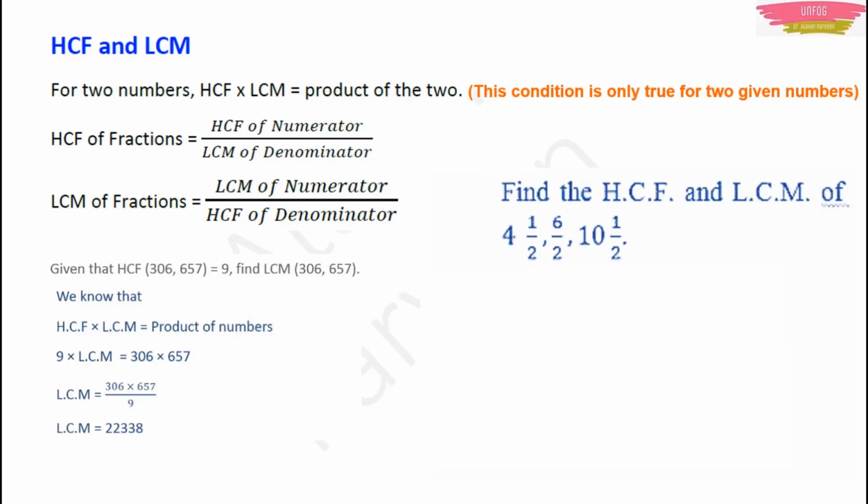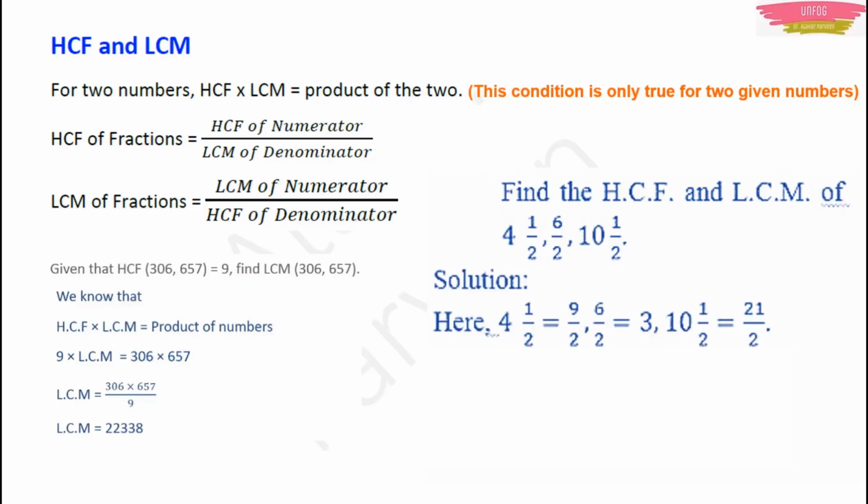For example, if you have a question like this, find the HCF and LCM of 4 1 by 2, 6 by 2, 10 1 by 2. First what you do, all the mixed fractions, convert them to improper fractions. Okay? All the time, whenever you come across fractions, remember that if they are proper fractions, no problem. If they are mixed fractions, convert them into improper fractions. This is how you can convert them.